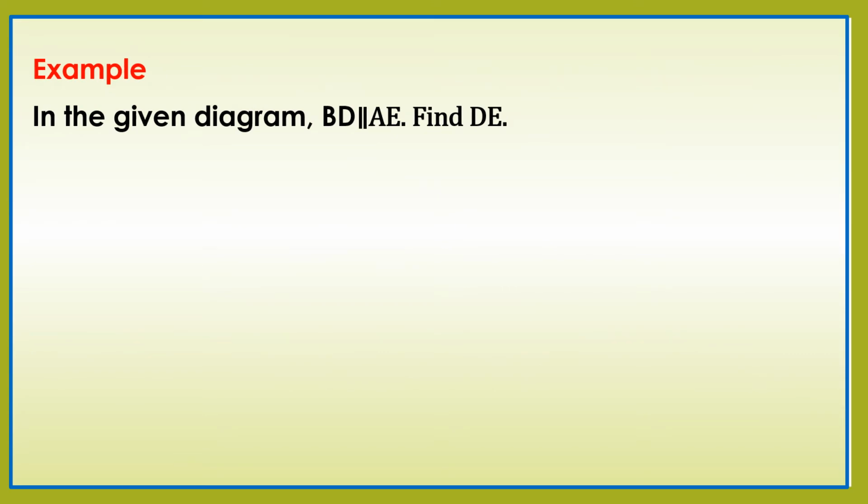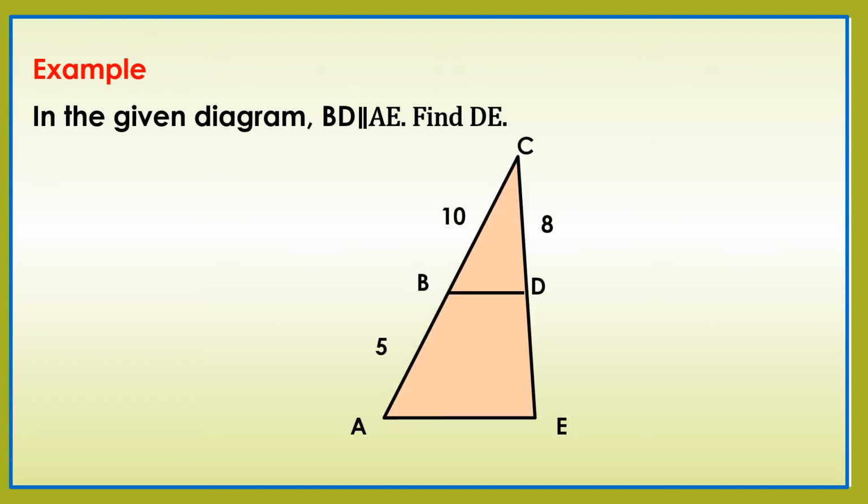So let us apply the Basic Proportionality Theorem. In the given diagram, BD is parallel to AE, find DE. This is the given figure. Our CD is 8, our CB is 10, and our BA is 5. So, what is missing is DE. Let us take the proportional segments. We take CD over DE. Its corresponding sides are CB and BA. So, we will have CD over DE is equal to CB over BA.